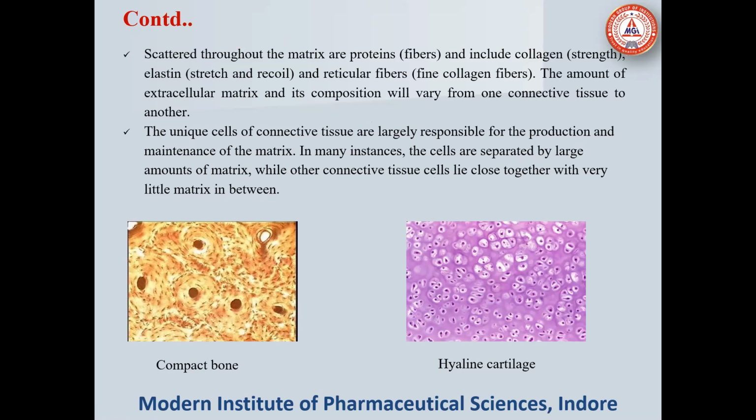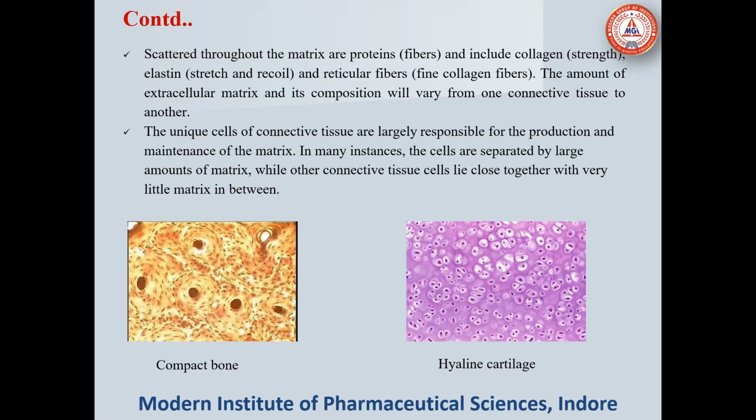In connective tissue, the cells are scattered throughout the matrix of proteins, including collagen for strength, elastin for stretch and recoil, and reticular fiber for fine collagen fiber. The amount of extracellular matrix and its composition may vary from one connective tissue to another. The unique cells of connective tissue are largely responsible for the production and maintenance of the matrix.